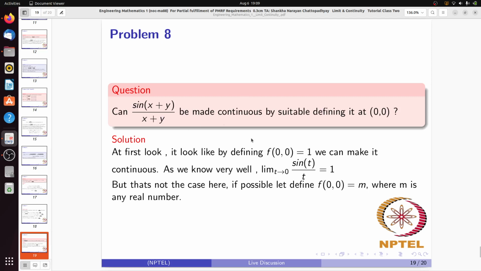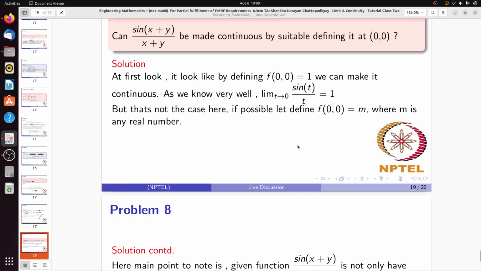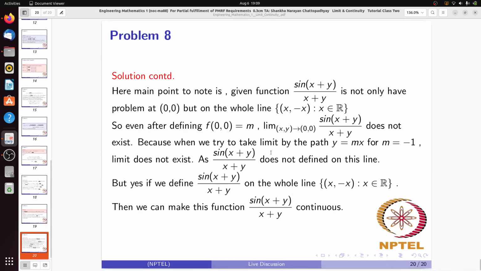So by simply defining it at the 0 point, it will not be sufficient. We have to define it on the entire set x plus y equals 0, that is, (x, minus x) where x belongs to R.